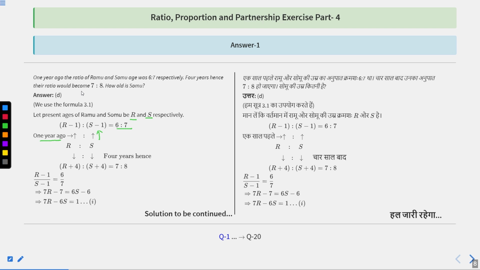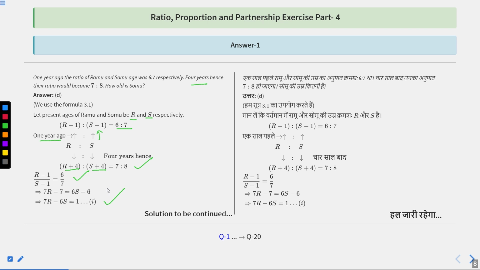And after 4 years, it means present age plus 4, R plus 4, S plus 4, and it is given that the ratio is 7:8. So if you take the first equation, R minus 1 upon S minus 1 is 6:7. So when we solve it, we get 7R minus 6S equals 1. This is our first equation.